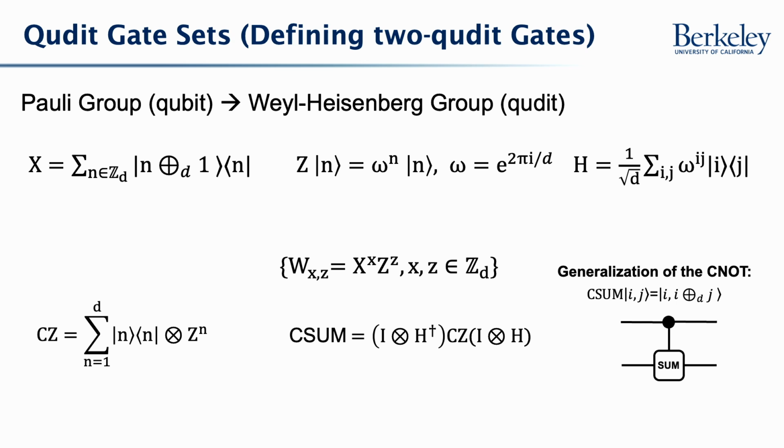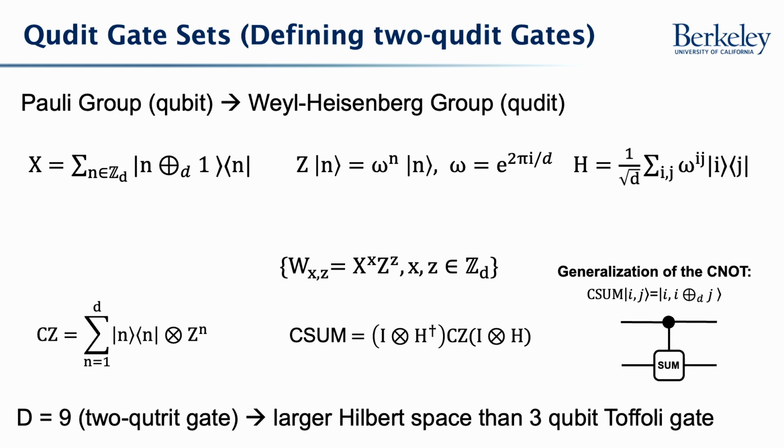So we can generalize the idea of a control Z gate by just taking some control state n and applying a qudit Z^n to its target. This is locally equivalent to a C-sum gate, which is just a generalization of the 2-qubit CNOT gate via conjugation with Hadamards.